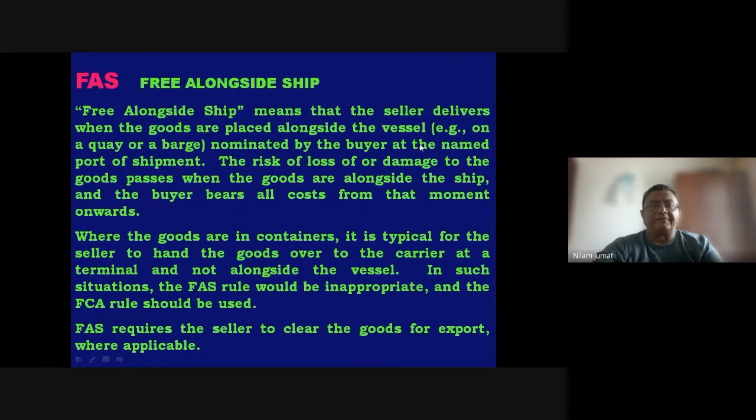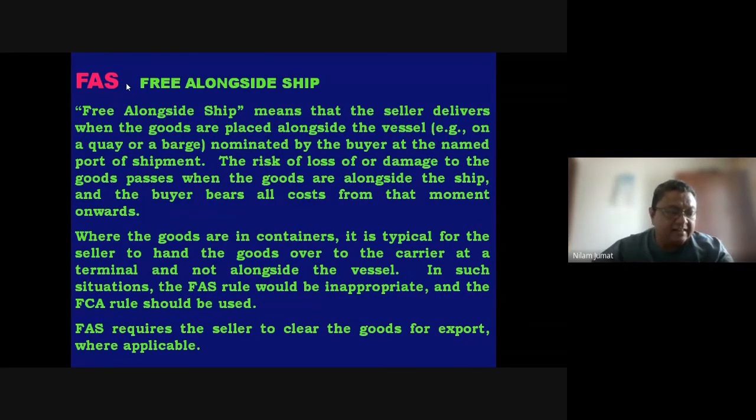Then comes FAS. This term is not very popularly used, right? It's not a common thing. In rare cases you get it. Only D terms are in the importer's country, whereas all other terms are in the exporter's country.